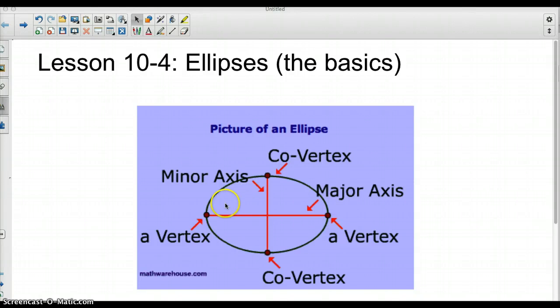So if you look where your major axis intersects your ellipse, you're going to find what we call your vertices, or each of them is a vertex. Those are your major vertices, as opposed to the ones where your minor axis intersects the ellipse. We consider those your co-vertices. So you're going to have four vertices: two of them are going to be co-vertices, two of them are going to be what we consider more primary vertices. Your primary ones are going to be found where your major axis intersects your ellipse, and your co-vertices are where your minor axis intersects your ellipse.